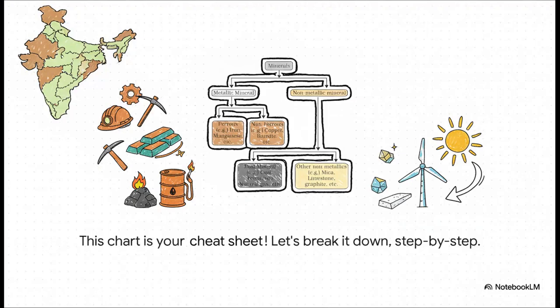All right, now look at this chart. This is your ultimate cheat sheet for this topic. Seriously, understand this chart and you've won half the battle. See? At the top, you have minerals. Then, it splits into the two big families we just talked about, metallic and non-metallic. Simple. But wait, look closely. The metallic family splits again into two more groups. Let's take a closer look at that.